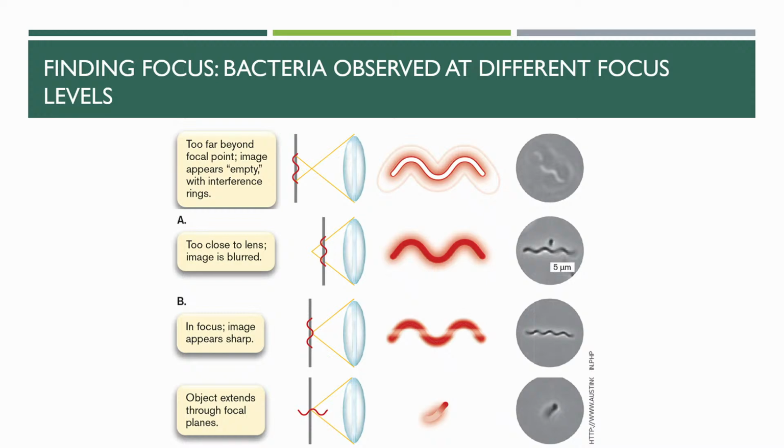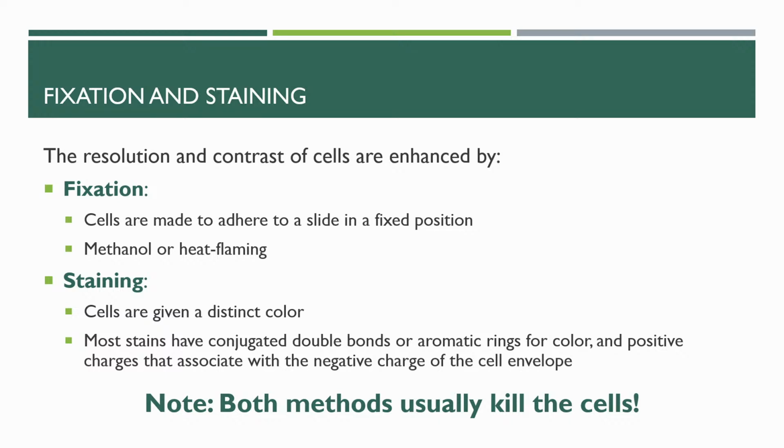And so the next thing that I want to quickly run through is when we want to look at microbes that are not in a water sample, how do we do that? We have to stain them and you have to kill them. So we call that heat fixation. You're killing them with heat, but you're able to adhere them to the slide in a fixed position. That's why it's called fixation. And so usually we use a heat flame or methanol to do this.